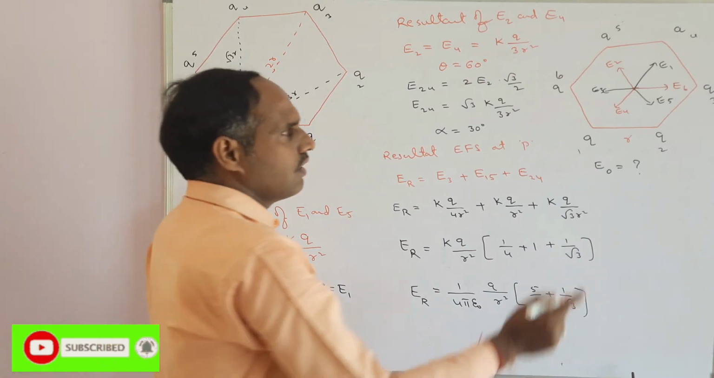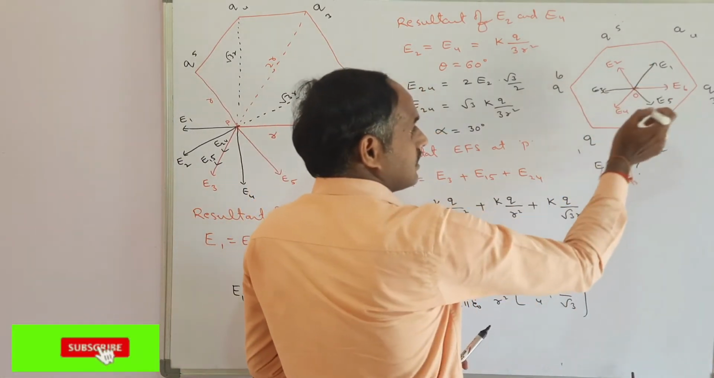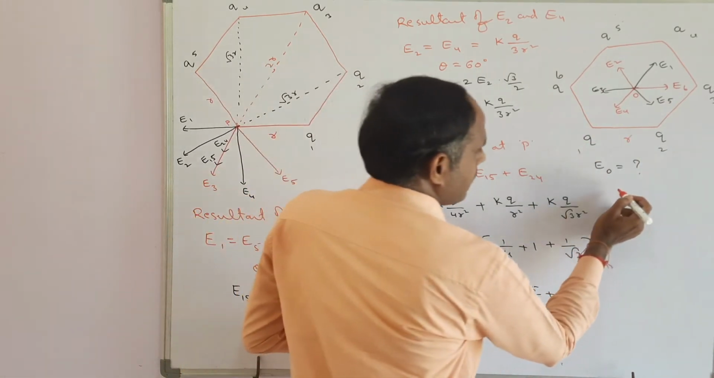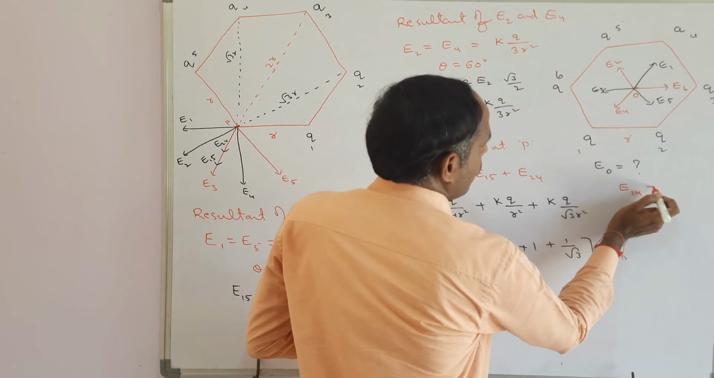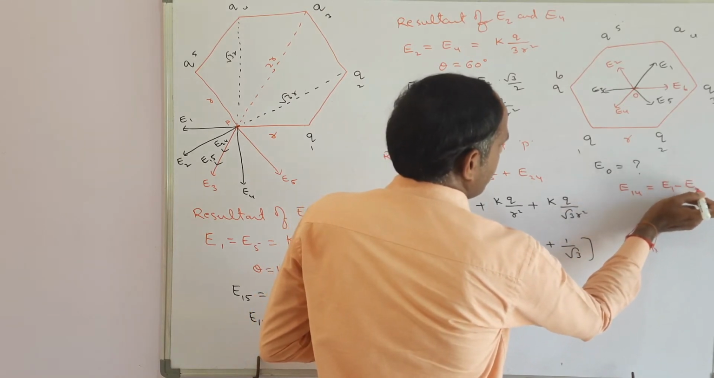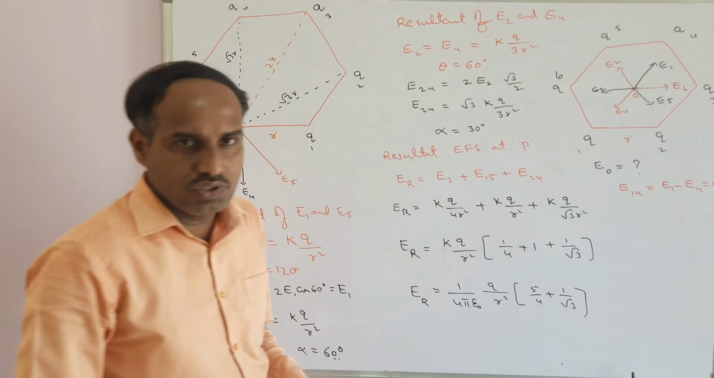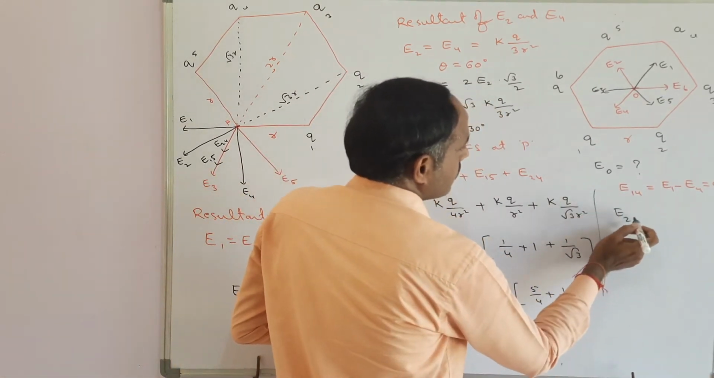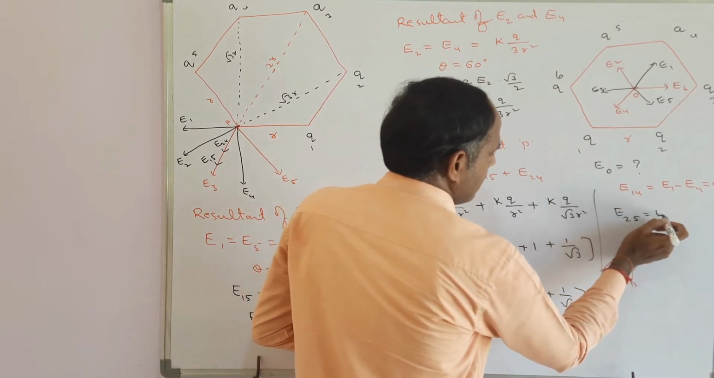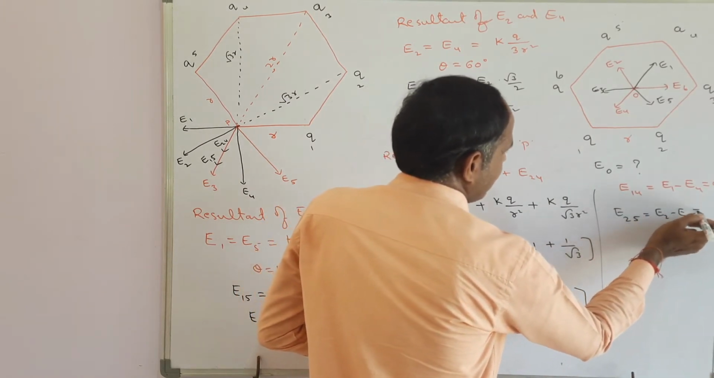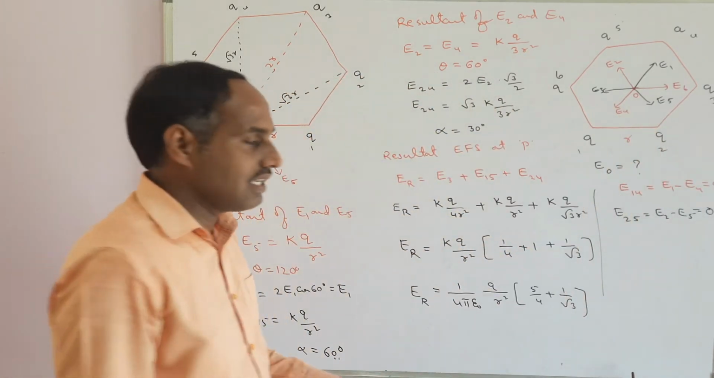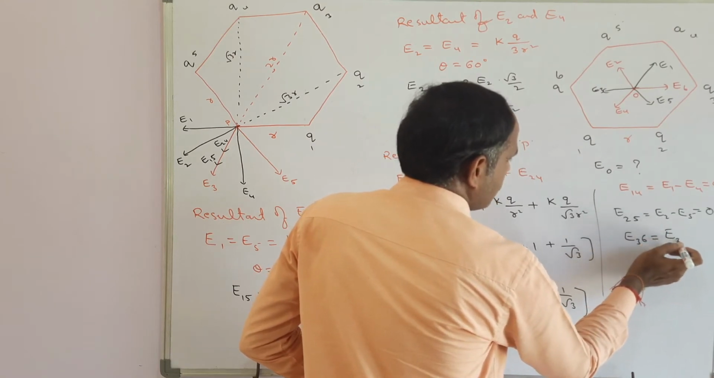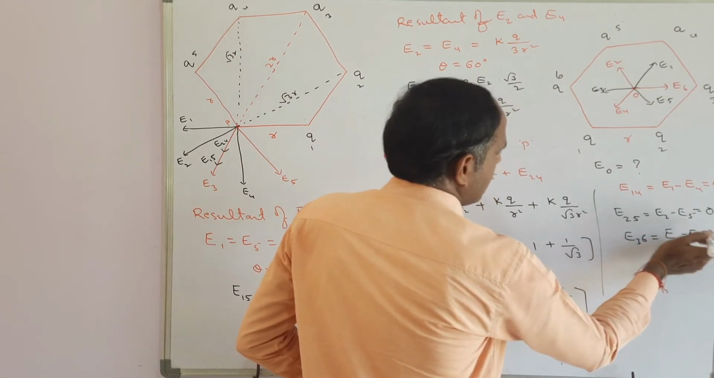The important thing is, from this center all the charged particles are equidistant, and the distance is r. So when I take the resultant of 1 and 4, it is E1 minus E4, which is 0. Why? Because the magnitudes are the same. Similarly, E25 is E2 minus E5, and again these magnitudes are equal, so its resultant is 0. Coming to E36, these two magnitudes are also the same, so this resultant is 0.